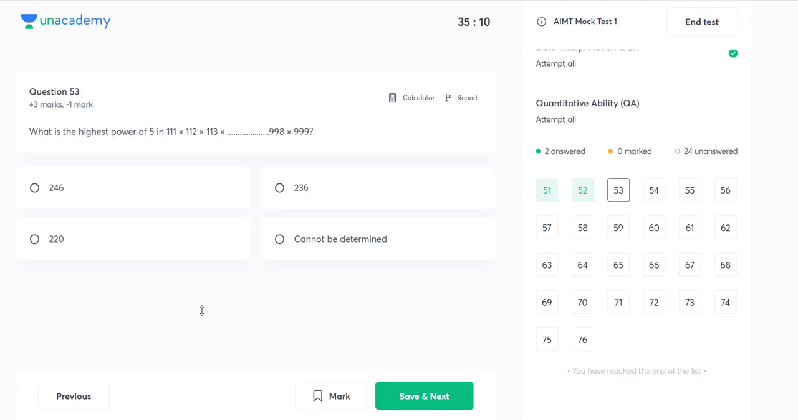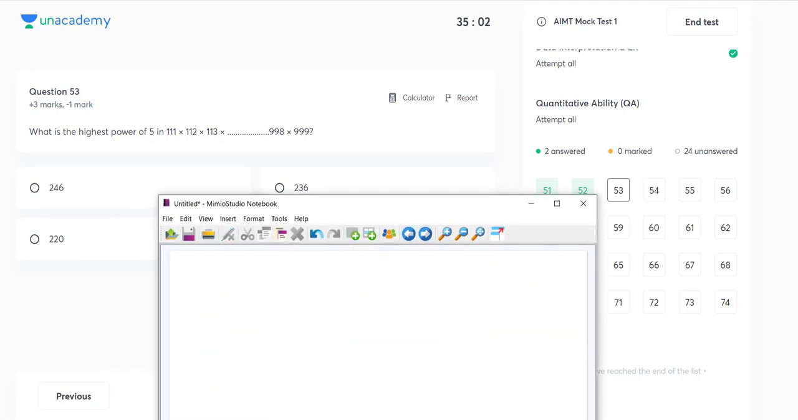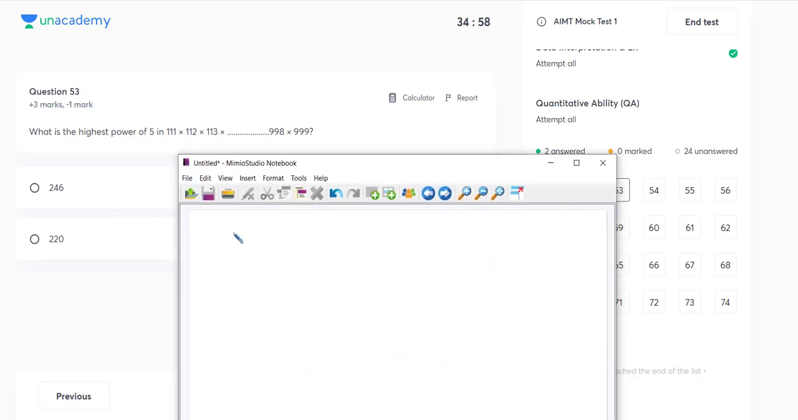What is the highest power of 5 in 111 into 112 into 113 and so on? Let me solve this. Can I write the given expression as 999 factorial divided by 110 factorial? This is nothing but 5 to the power something into x, and this is nothing but 5 to the power something into y.